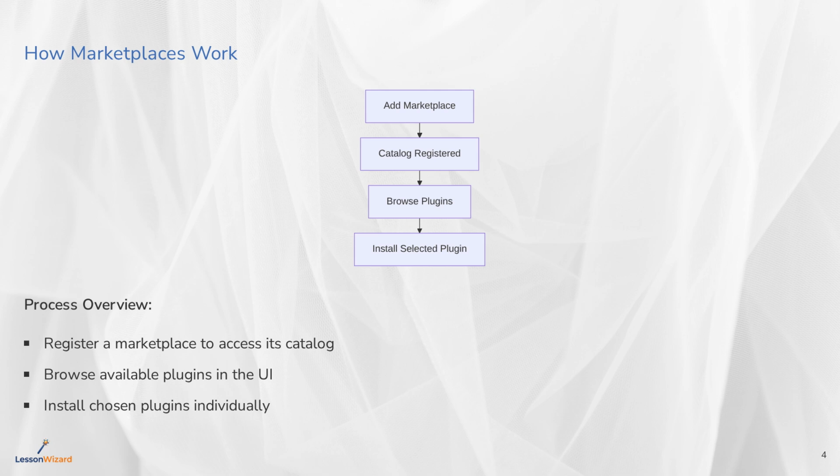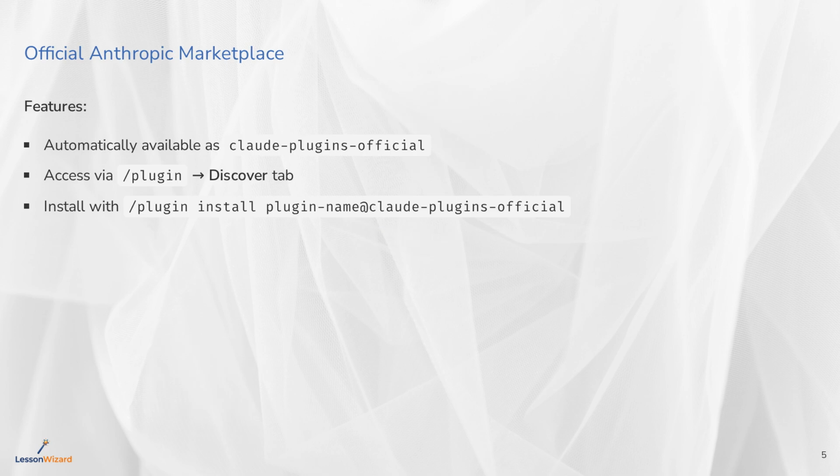A marketplace is first added, which registers its catalog. Once registered, you can explore the list of plugins and install any you like, mirroring the familiar App Store experience. The official Anthropic marketplace is preloaded, giving you immediate access to vetted plugins.